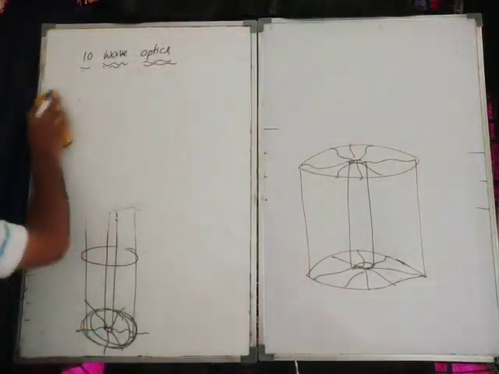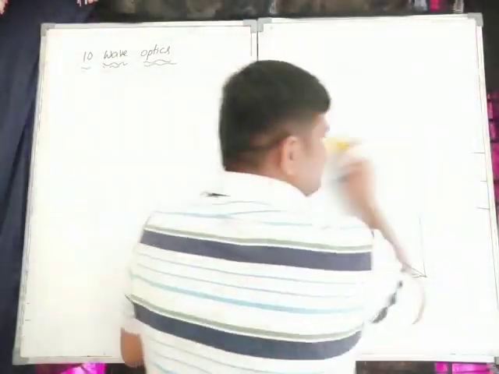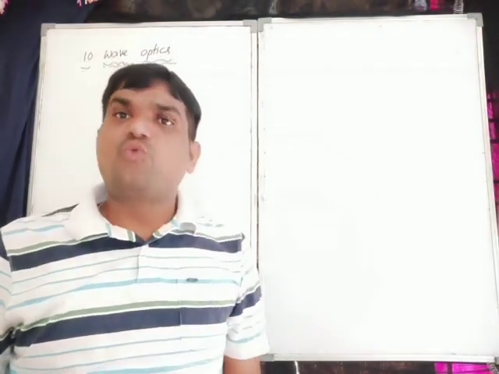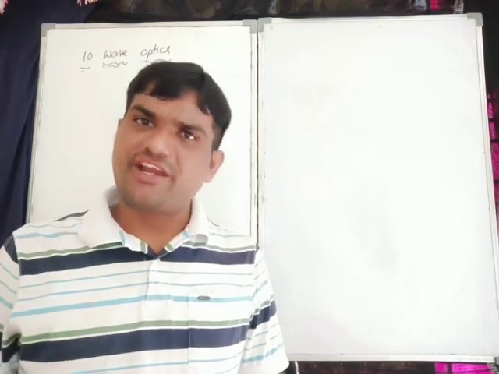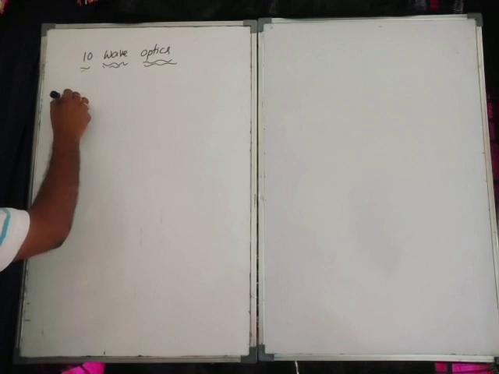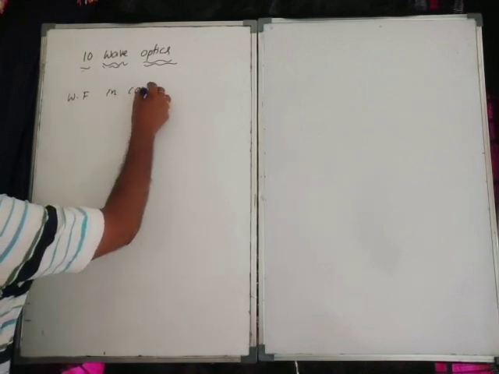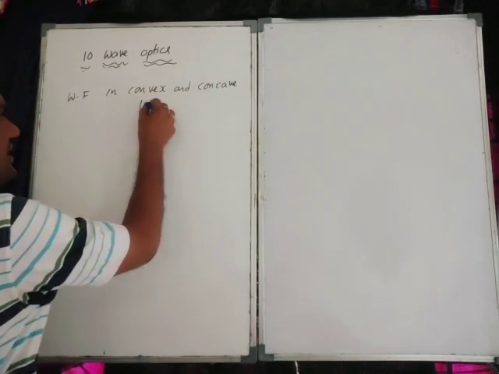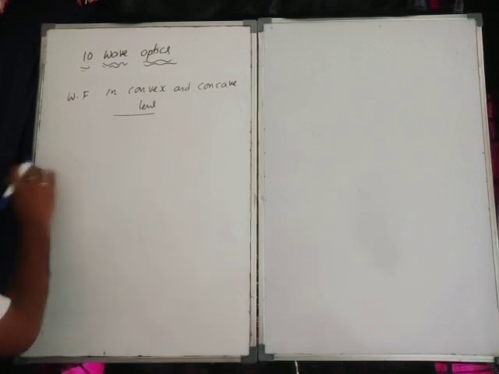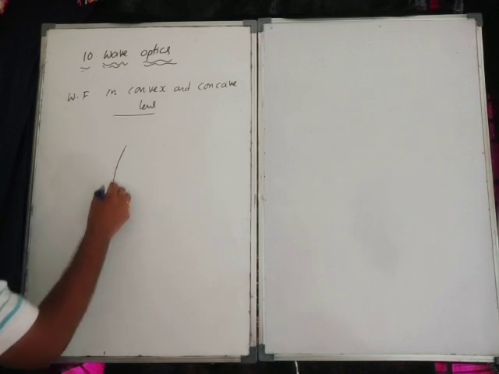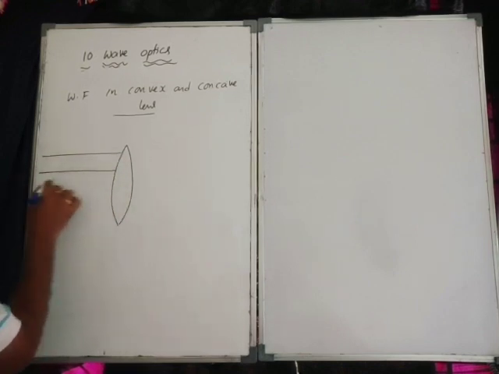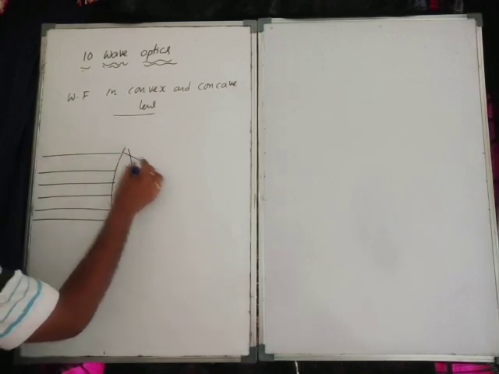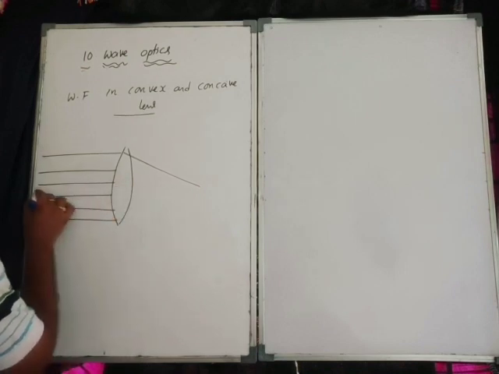Similarly, the wavefront in different materials. For example, what is the wavefront through a convex lens and a concave lens? So now, wavefront in a convex and concave lens. The light rays are coming from infinity. So now I will consider this is a convex lens. This is the incident ray. The incident rays are moving in this direction. After striking the lens, what would happen? The refracted rays meet; I will consider this is the principal axis.